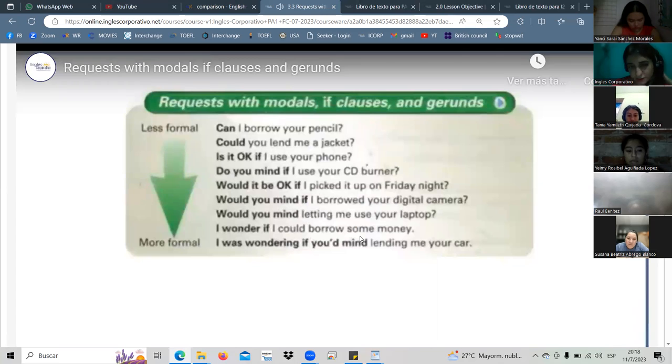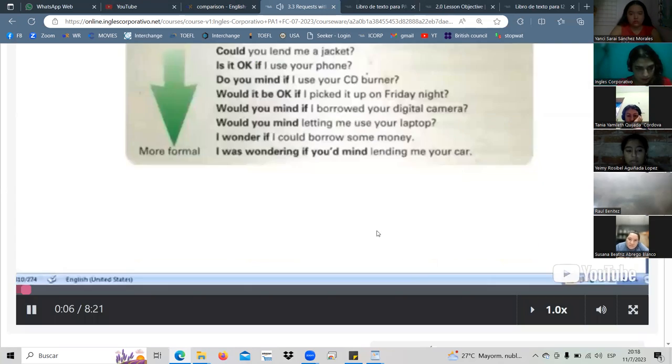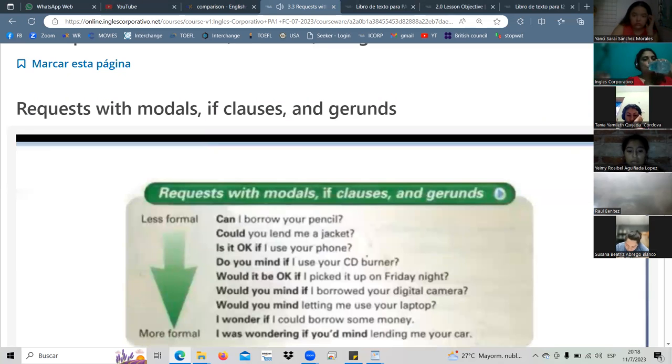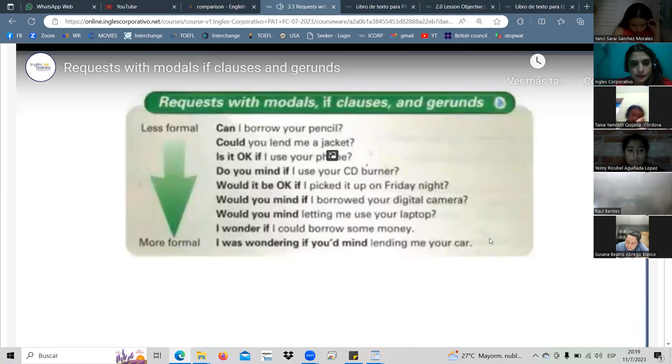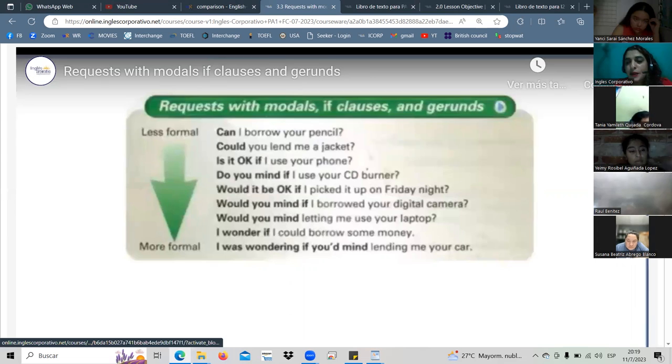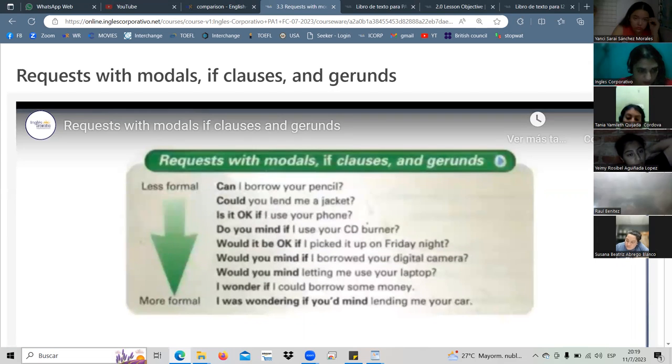Hi, everyone. By the end of this class, you'll learn how to ask for favors using models, if clauses, and gerunds. The main goal is to learn how to make requests in different forms. So we all make requests to our friends, family members, as well as our manager at work. And the way that we make this request... Right. It's a little bit long, so... Let me just take a snipe here.